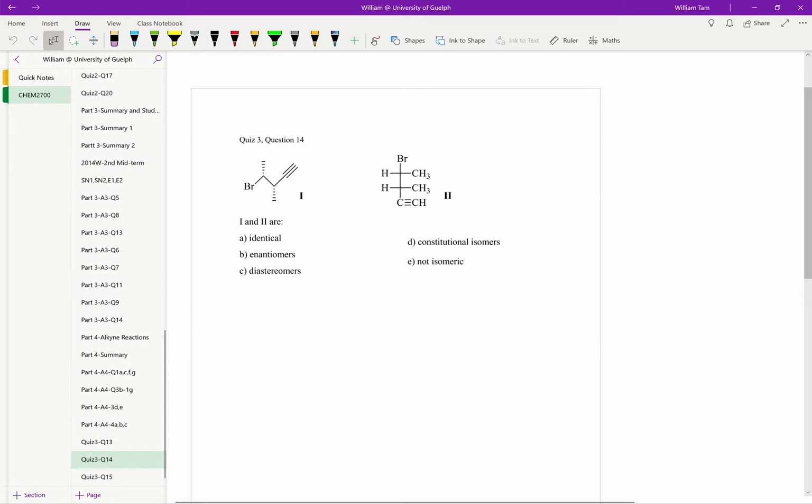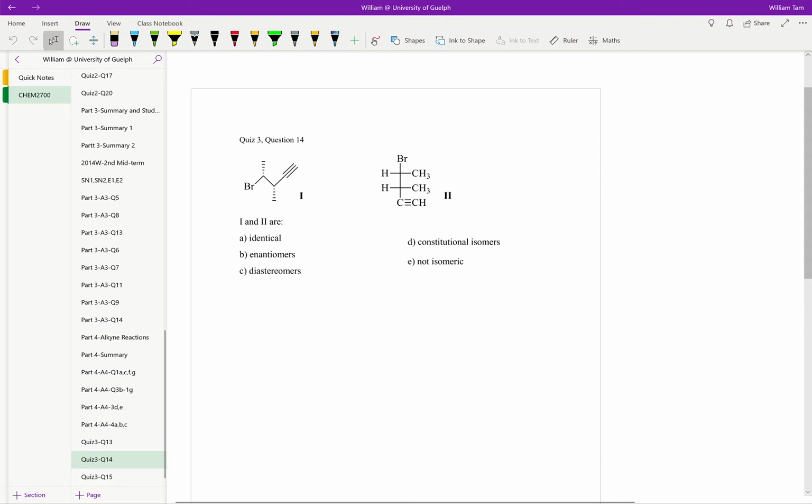Okay, so this is quiz 3, question 14. It asks what is the relationship between 1 and 2. 1 is in a zigzag form, and 2 is in a Fisher projection, so it's difficult to compare. So what I will do is change 1 to a Fisher projection, then I can compare.